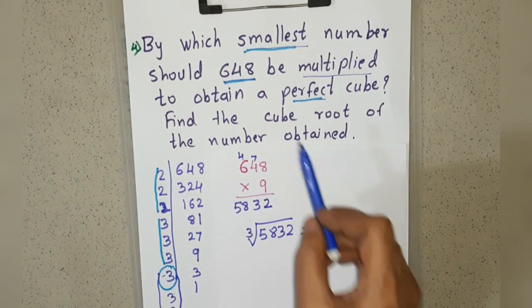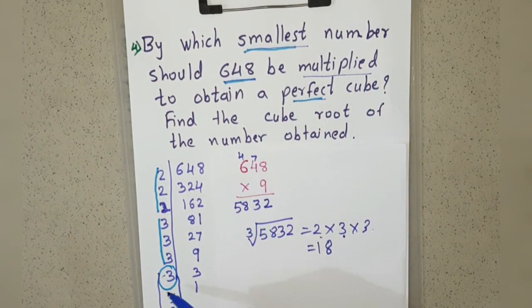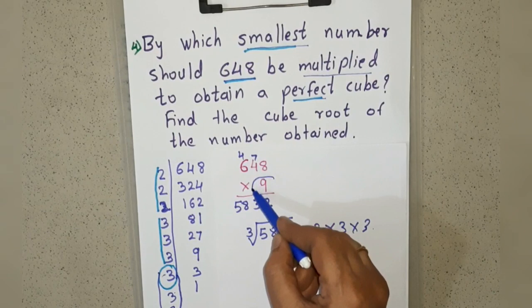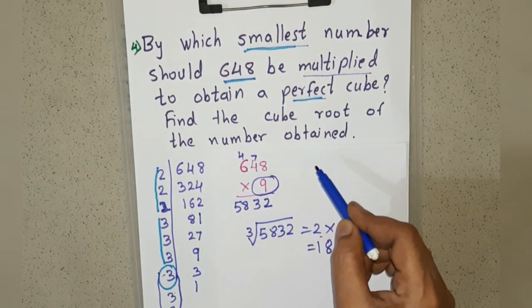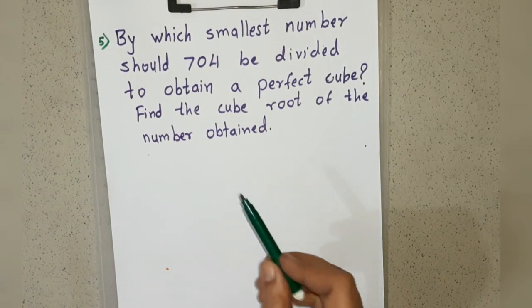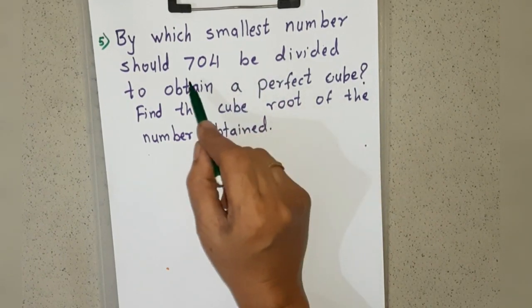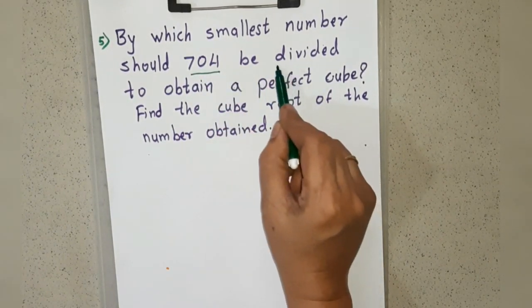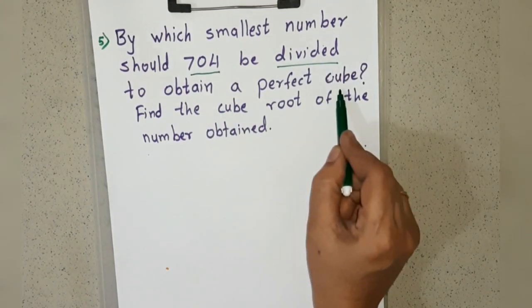Understood? So smallest number to be multiplied. So it has to be a triplet. So 2 more 3s were required. 2 more 3s means 3 into 3. 9 is the smallest number by which you need to multiply to obtain a perfect cube. Understood? By which smallest number should 704 be divided to obtain a perfect cube?